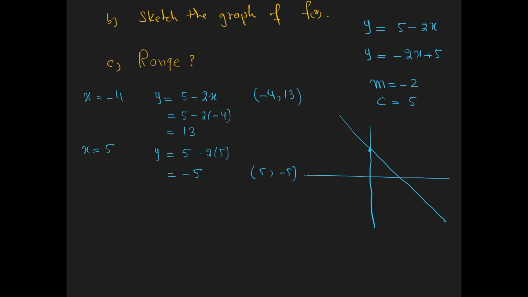You can also show these points on your sketch. So this is minus 4 and 13, and this is positive 5 and negative 5. So this completes our sketch now. This is the y-intercept, which is 5, and the gradient is minus 2. Therefore, the range of the function are the corresponding y values. This is the value of y when x was negative 4, and this is the value of y when x was 5. So y is between 13 and minus 5.